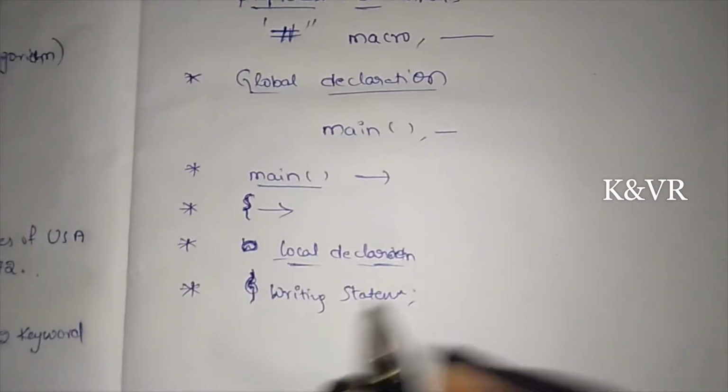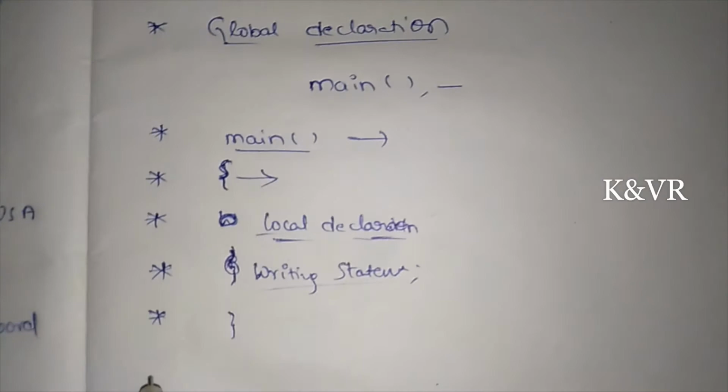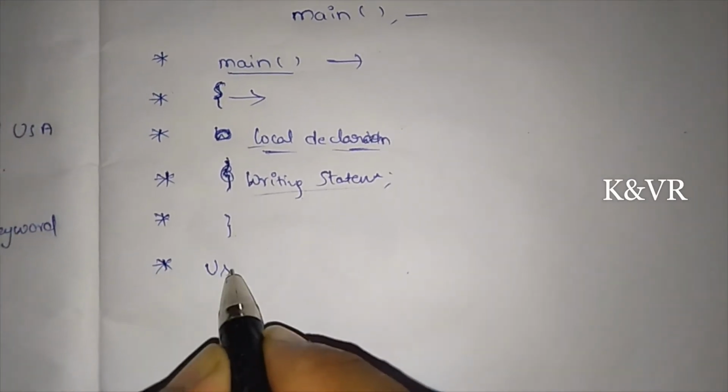Here we write our actual program. And next is closing the main function. And next is writing user defined functions.